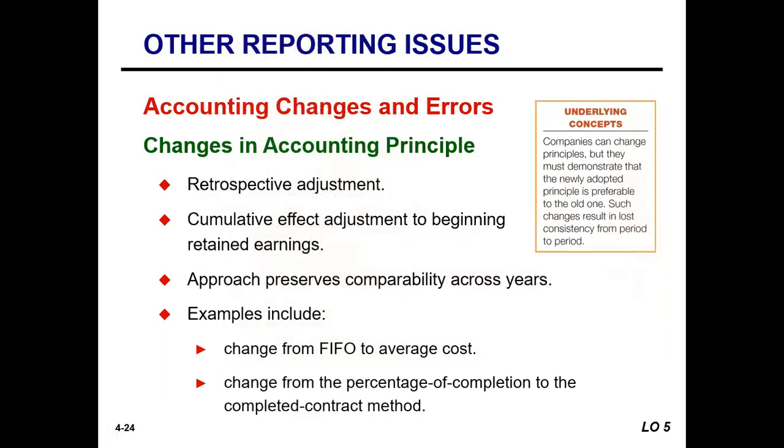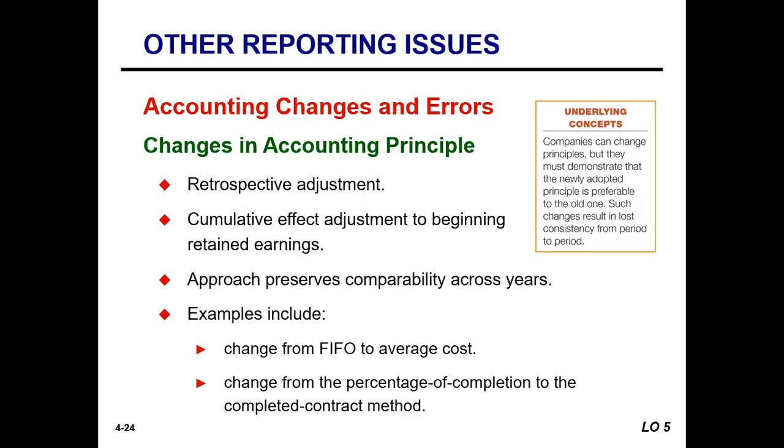All right, so a couple other reporting issues that we have to talk about, and that may or may not have an effect on our statement of retained earnings or our statement of equity. So accounting changes and errors. If there is a change in accounting principle, for example, we're moving from the straight line method of depreciation to double declining balance depreciation, right?